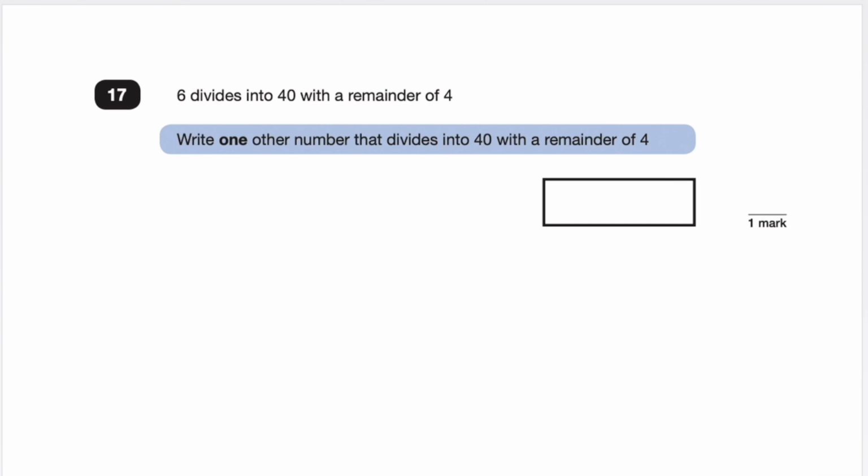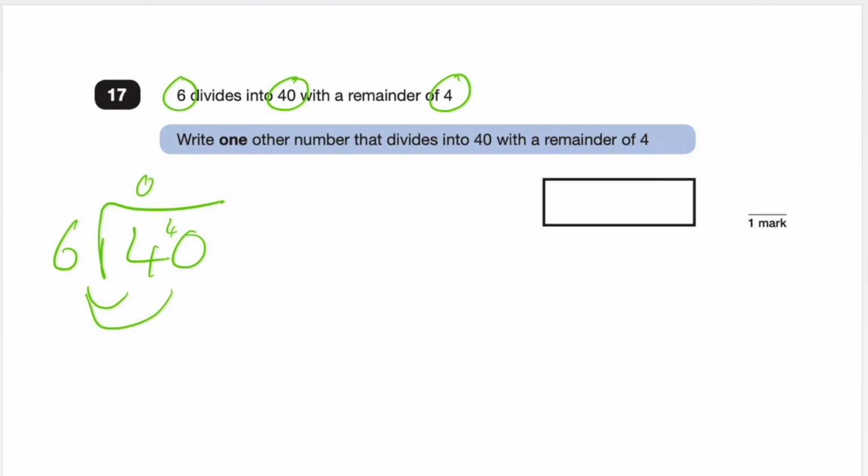Question 17 says 6 divides into 40 with a remainder of 4. Write one other number that divides into 40 with a remainder of 4. Okay, well let's have a look what happens with 6 and 40 when we divide them. So 40 divided by 6 gives us 6 remainder 4 because we can only get to 36. 6 sixes is 36. So my magic number that I'm aiming for is 36.